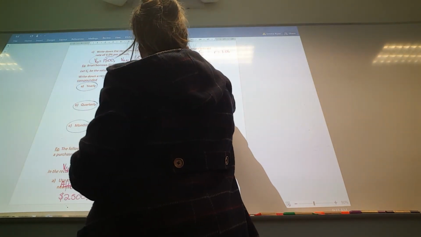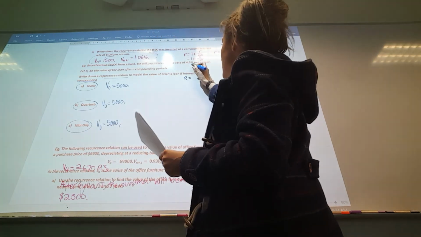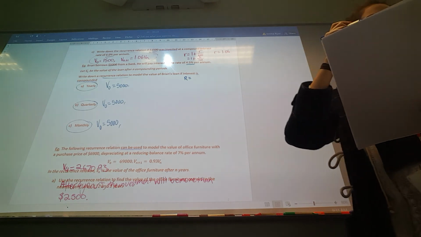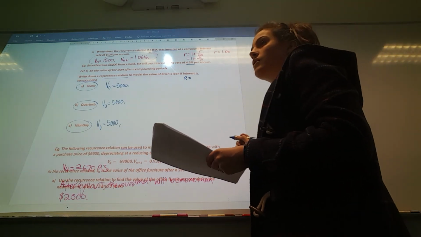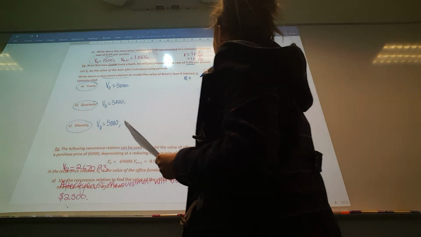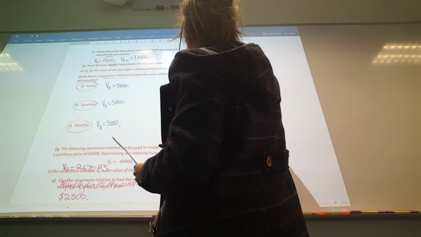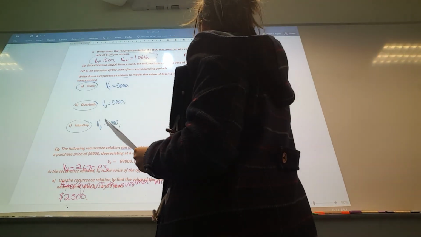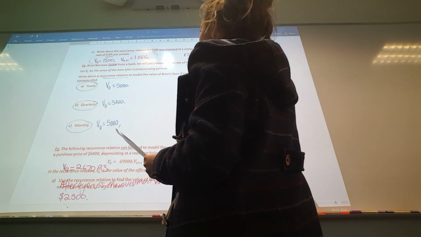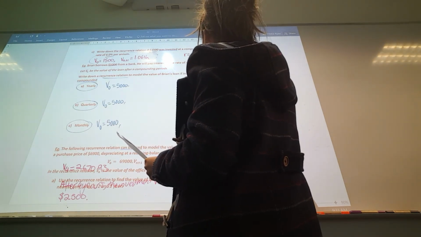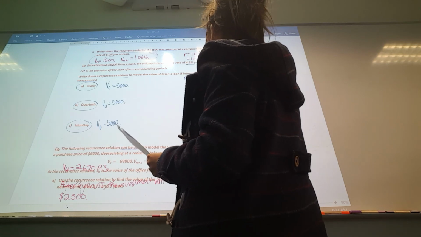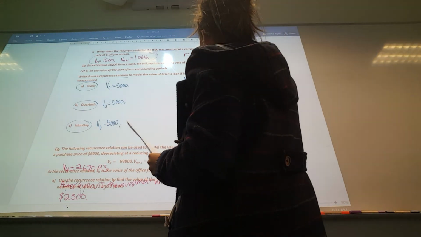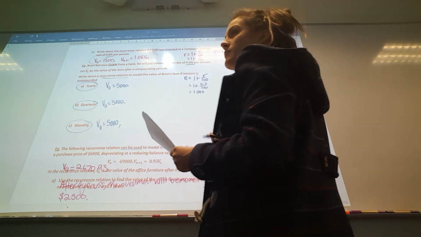All right, so the first thing we need to do is find our ratio. We've been given a rate, so we need to change the rate into a ratio. Yearly, so it's okay. So 1 plus R over 100. So we've got 1 plus 4.5 over 100, so our ratio is going to be 1.045.